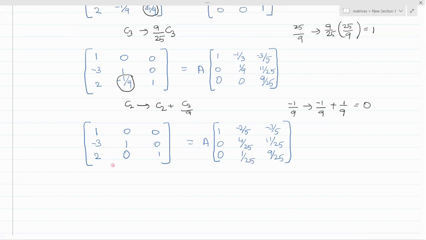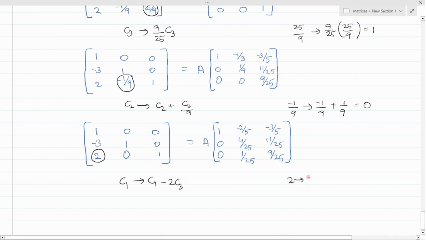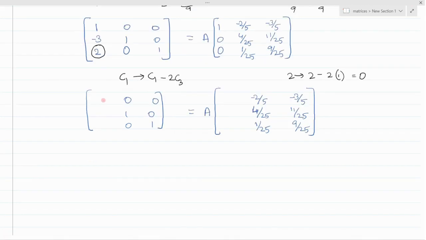Now the next element is to convert this as 0. So to do that, we can write C1 changes as C1 minus 2 times C3. When we do that, 2 changes as 2 minus 2 times 1 and gives us 0. Here C2 and C3 elements remain as they are. Only C1 elements change: 1, minus 3 and 0. Here it becomes 11 by 5, minus 22 by 25 and minus 18 by 25.